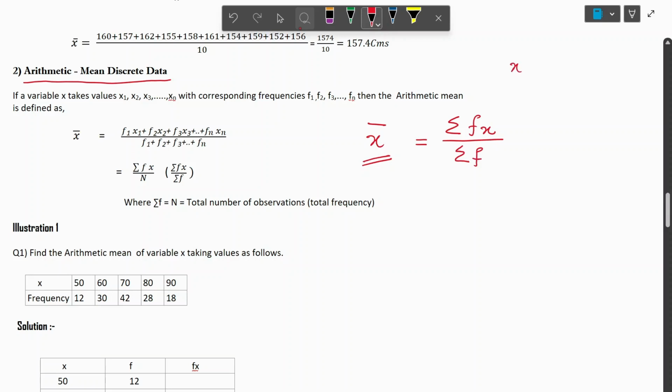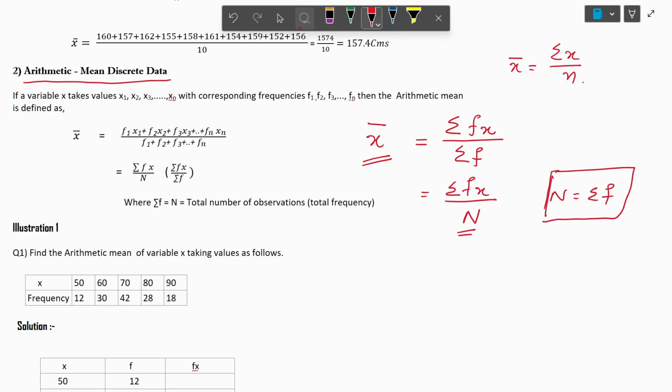For raw data, what is that? X bar equal to sigma x upon n. Instead of x, here f also comes: f into x. I will explain it while solving the sum, and also sigma f. The same formula you can write in another way also, that is sigma fx whole divided by n. Here what is n? N represents the summation of f, that is total frequency, the total number of observations. Therefore, capital N denotes the summation of f.